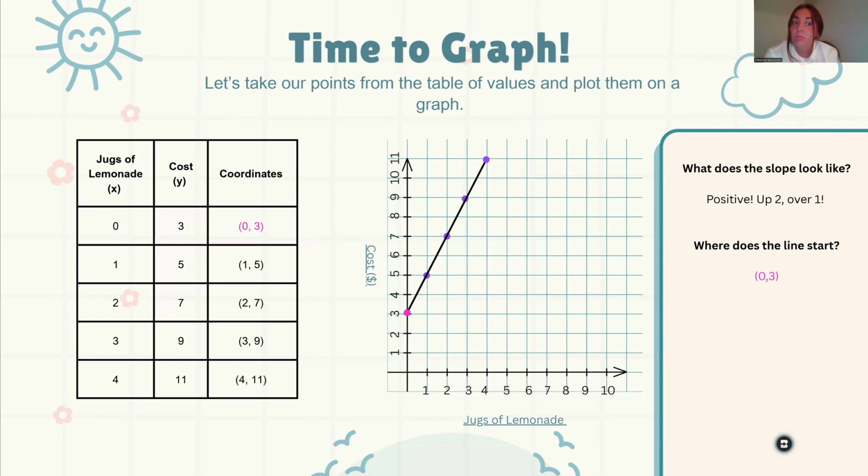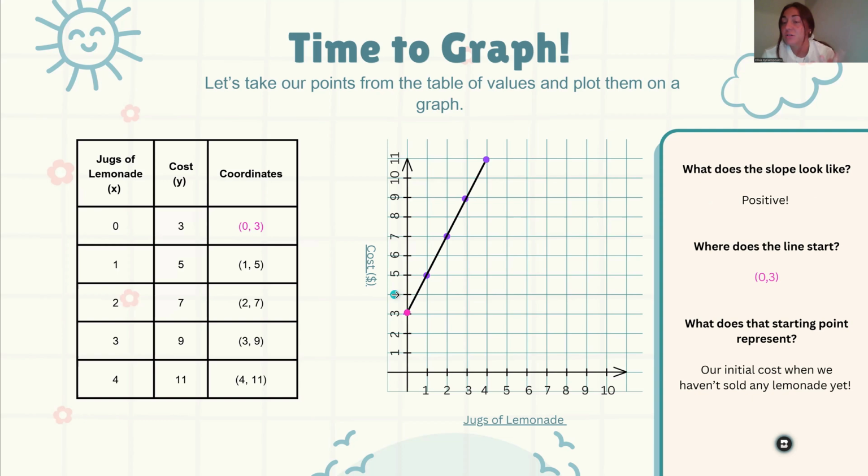Where does the line start? I honestly think it might be easier to see this from the graph because it's wherever it intercepts the y-axis. So when x equals 0 here, what is our y value? Our y value is 3 right here. We can see this here. When x equals 0, y equals 3. What does that tell us? It tells us our initial cost when we haven't sold any lemonade yet. Okay, so our starting value is $3. It's going to cost us $3 to even start before we sold anything.